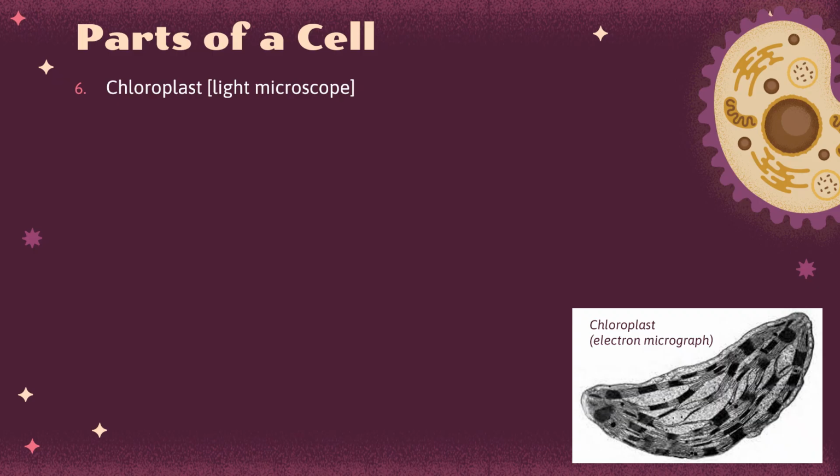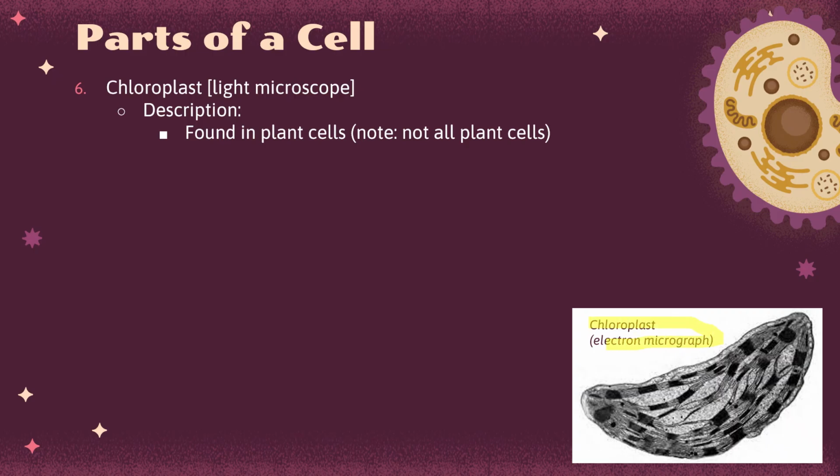Chloroplast is another structure that is found in plant cells. However, please note that they are not found in all plant cells. Some plant cells do not have chloroplast. Before we move on, let me bring you to this diagram. This is an electron micrograph of a chloroplast. So please take note of how it looks, because later on when I show you the mitochondria, it's slightly different. And you must learn how to differentiate them.